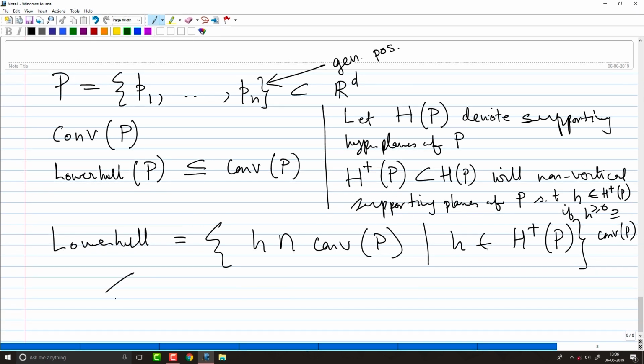So let's intuitively see what should be the definition. Let's say I have a point set whose convex hull looks like this, and there are many other points inside, don't care. This is, let's say, XD. When I mean lower hull, I want these simplices, these vertices.